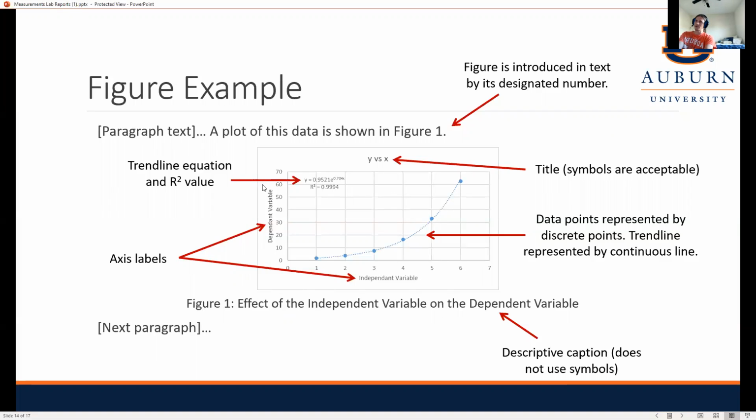Another important thing to note in this lab, so in the last one, our plots were unitless. They will not be unitless here. Make sure you put units on your axes when you're making your plots.